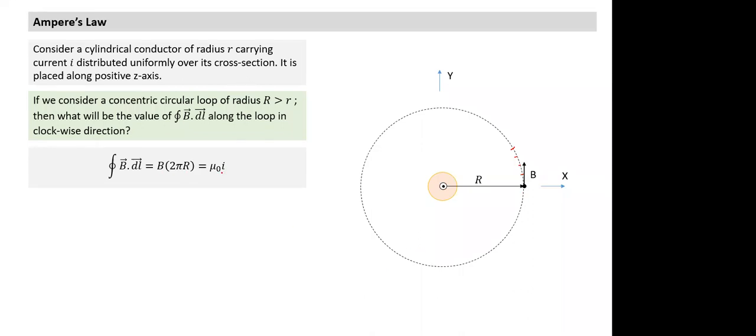If I don't use this and instead use Ampere's law, straight away, without evaluating this term, I could have said that the line integral along the closed loop will be equal to mu naught times the current enclosed by the loop.